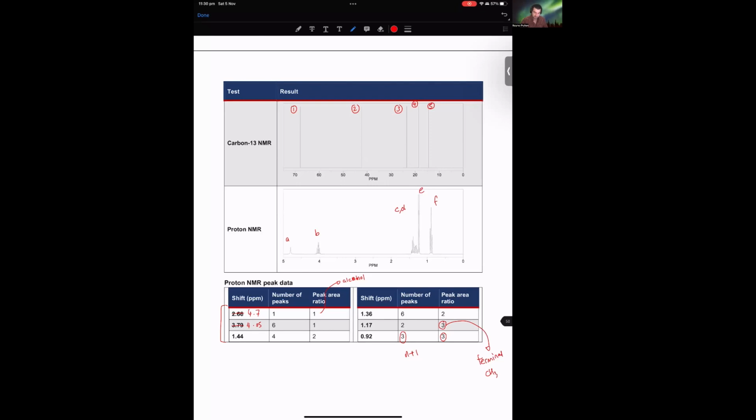When we come to the peak at 1.36, we can see that it's a sextet in that it's got 6 peaks, and there's a peak area ratio of 2. Now, if we have 6 peaks, our multiplicity is 6. By the n+1 rule, that means that it's next to 5 protons. And if we think about our CH3, our CH2, if there was another CH2, this environment, which is what we're suggesting the peak at 1.36 is, has 3 protons next to it, 2 protons next to it, and that would give it a multiplicity of 6. So it's kind of all coming together.